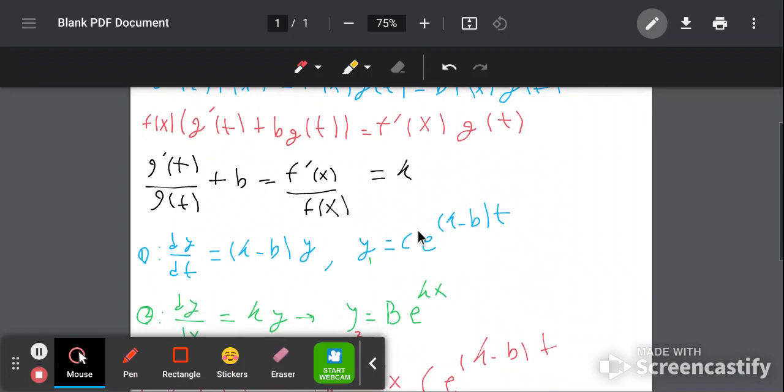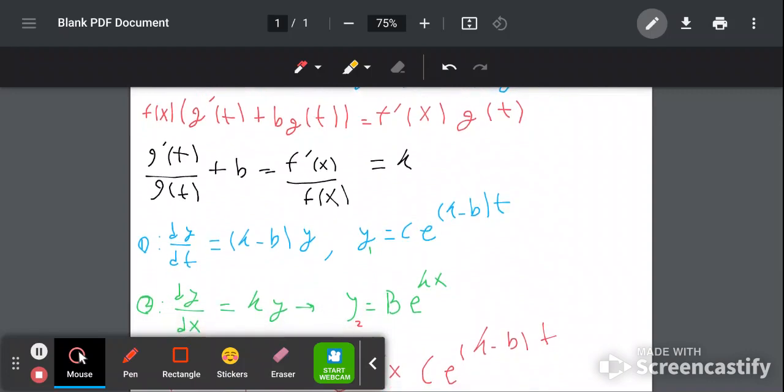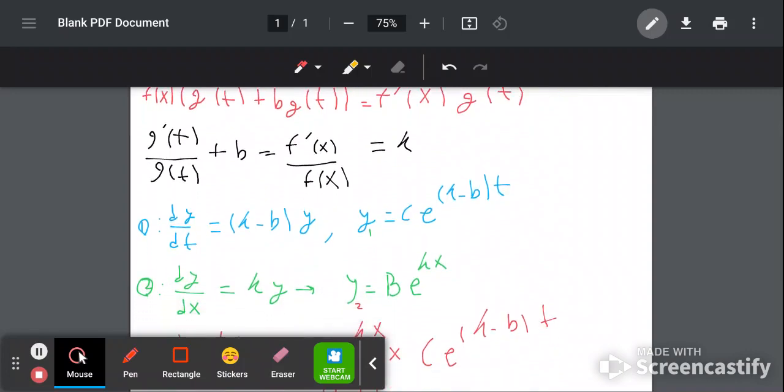And now I can form two ordinary differential equations to solve for the functions g of t and f of x. And that's what I want, because we don't want to tackle partial differential equations. We want to tackle ordinary differential equations that we know and have practiced before. So I've turned a partial differential equation into ordinary differential equations.